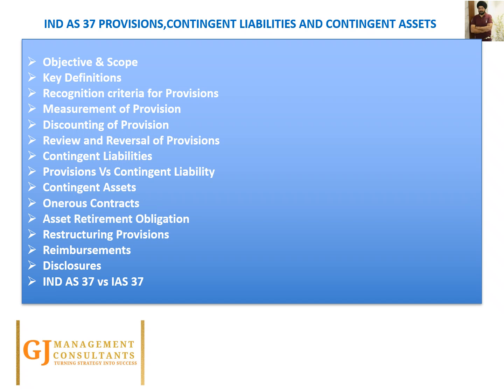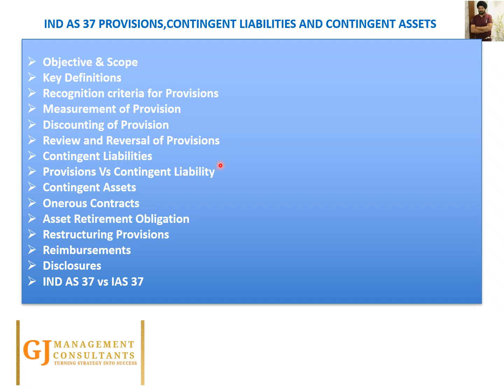So today we are here to present on IND AS 37, which is provisions, contingent liability and contingent assets. The key topics that we are going to cover today are objective and the scope. We'll talk about the key definition, which is impacting the IND AS. Quick look at the recognition criteria for the provision, how provisions are measured, discounting of the provision, and finally the review and the reversal of provision.